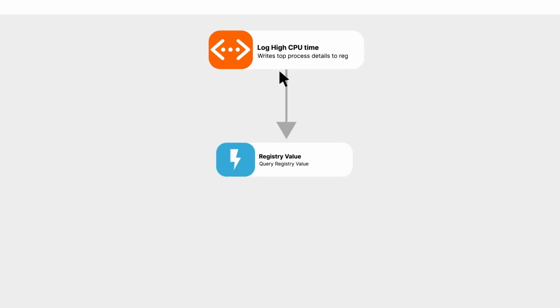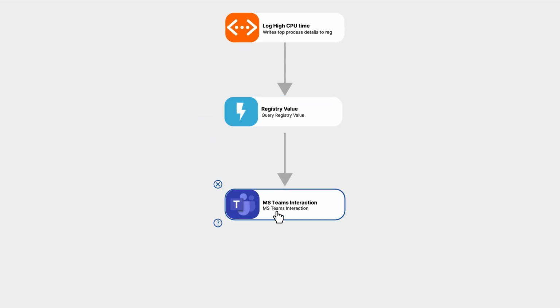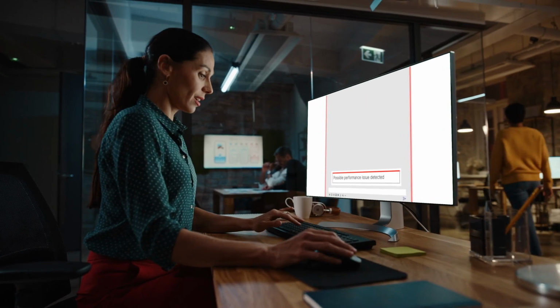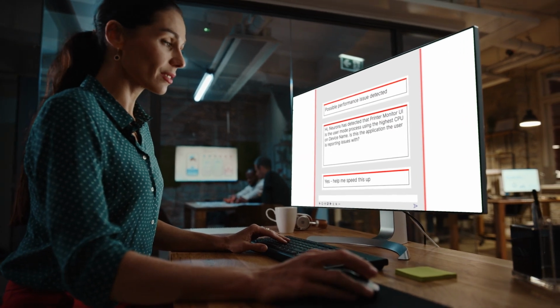The bot stores this information temporarily in the registry store, and then checks this registry value stage to explore the details. In this case, there's one application that's using a high percentage of the available CPU resources. To determine the right course of action, the bot interacts with the affected employee directly, with a message that lets them know that a possible performance issue has been detected.